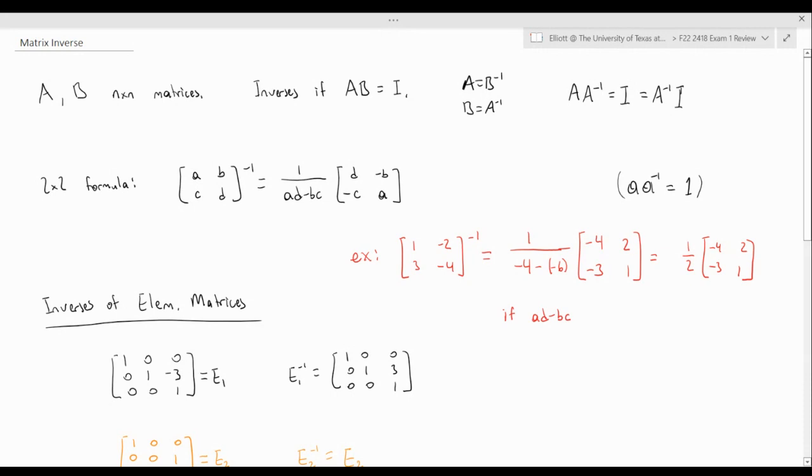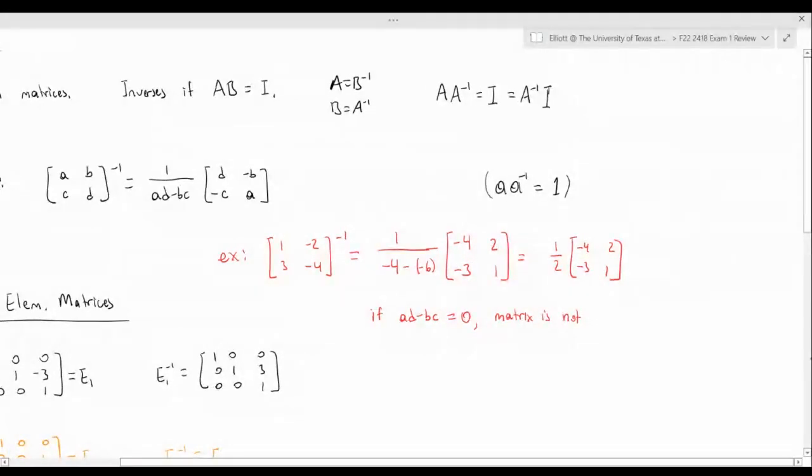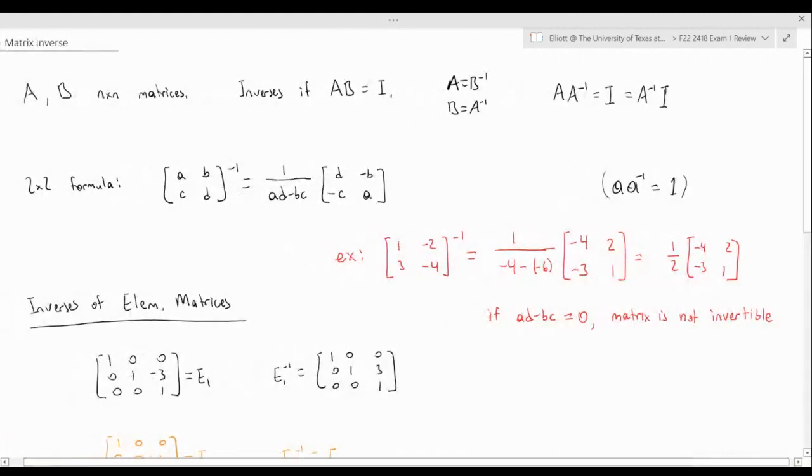Okay. And then if AD minus BC is 0, then you're going to be dividing by 0 in the formula, which means it's no good. So what's happening is if AD minus BC is 0, that means that the matrix is not invertible. Okay? So not every square matrix is going to be invertible, meaning not every square matrix will have an inverse. And so for 2x2, you have the simple criterion to check if it's invertible or not, okay?